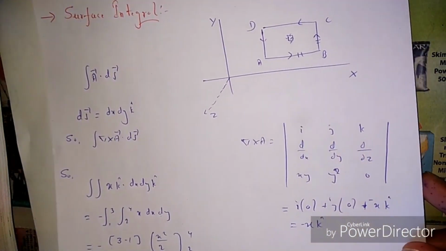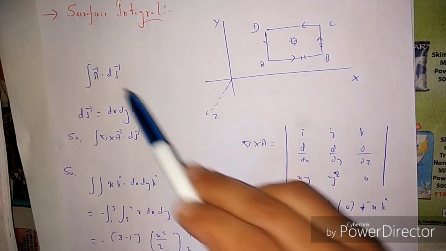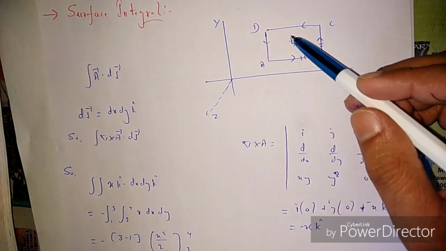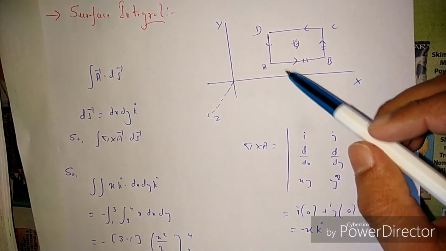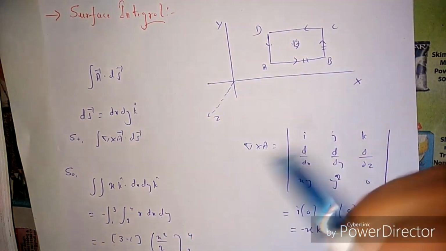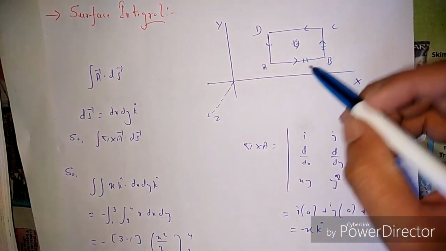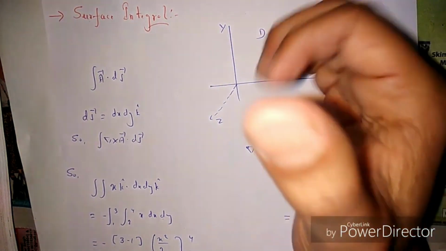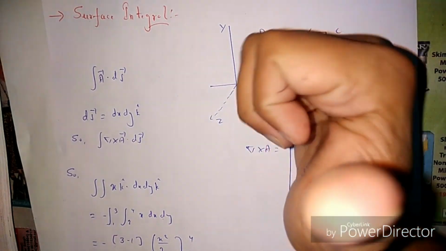Now we solve for the surface integral, the integral of del cross A dot dS. Here the value of dS is equal to dx dy k cap. Here is a closed path in the xyz coordinates with the path ABCD. So the integral of del cross A dot dS will be equal to the double integral of x k cap dot dx dy k cap.